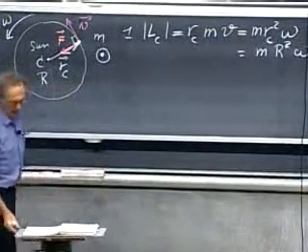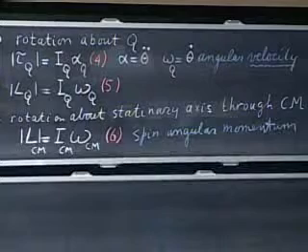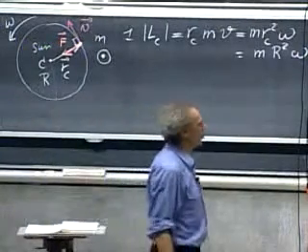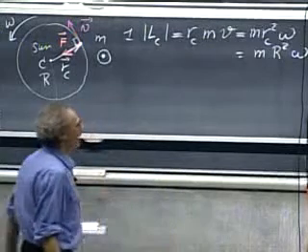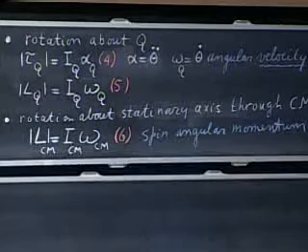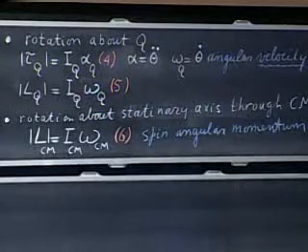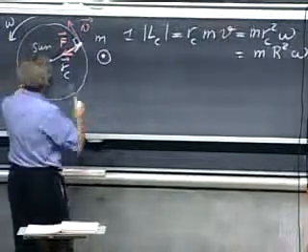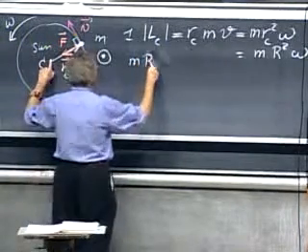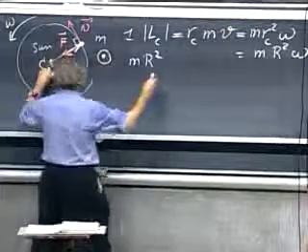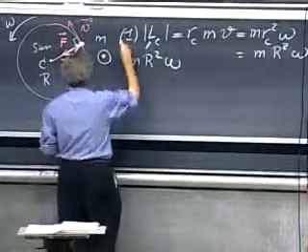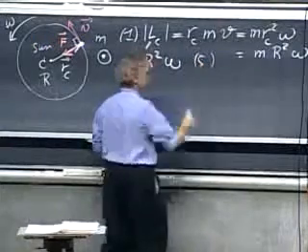You could have chosen equation 5, and you would immediately have said, aha, I have a rotation about point Q, which in this case is C, and so the magnitude of L about C equals the moment of inertia about point C times omega. The moment of inertia about point C for this object is clearly mR squared, and I multiply that by omega, and you see you get exactly the same answer. So this is equation 1, but this would be equation 5.